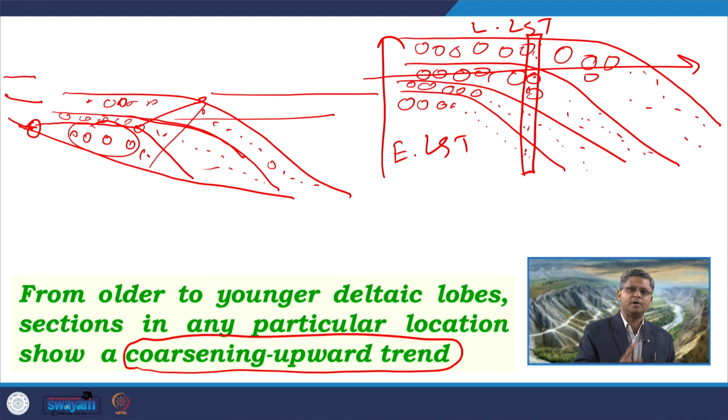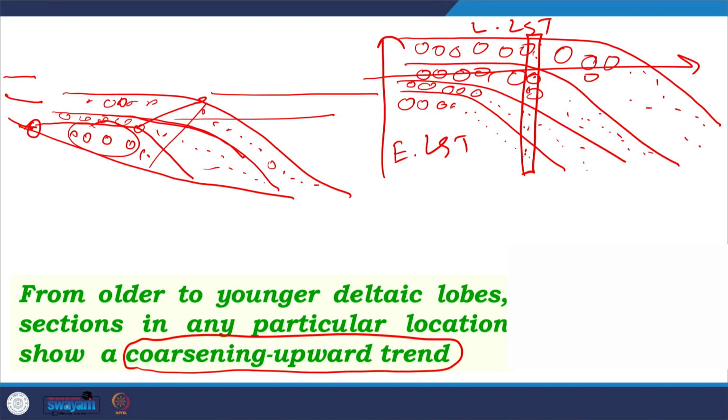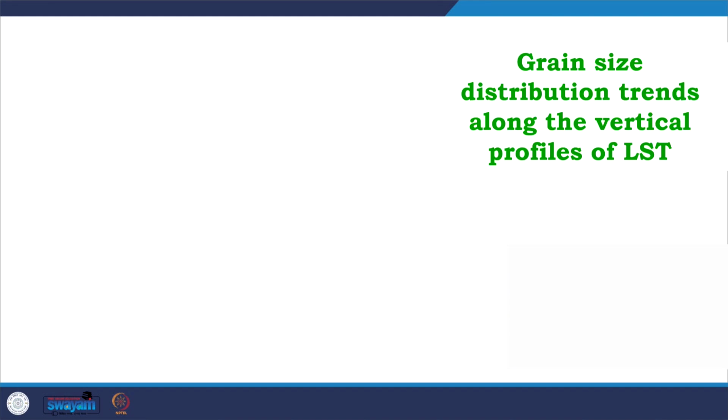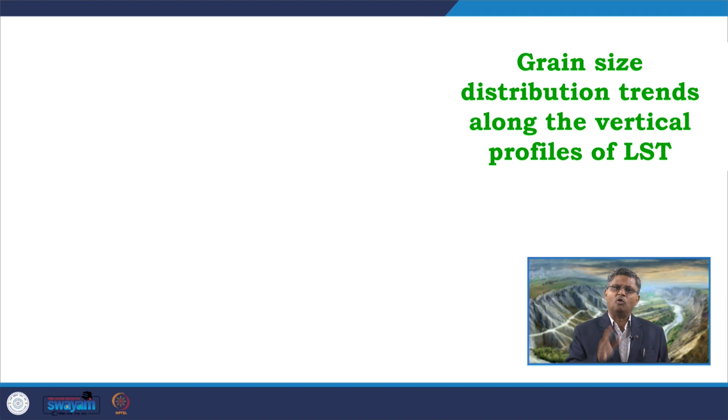We get a similar kind of trend during the HST phase, but this is completely different if I compare it with the delta lobes forming during the falling stage systems tract at the shelf edge delta, because there we know the coarser sediments will be distributed as the delta lobe progresses forward. So, if I look at the overall grain size distribution trend along the vertical profile of the LST, what kind of distribution pattern can we observe?